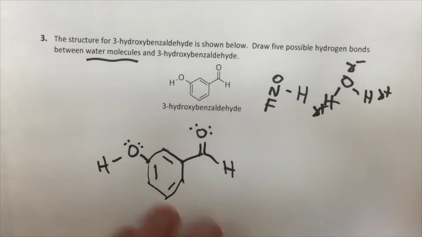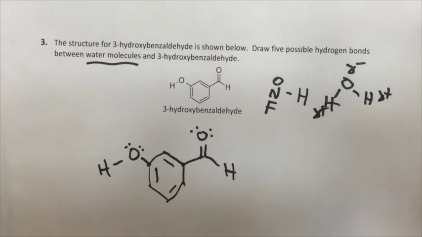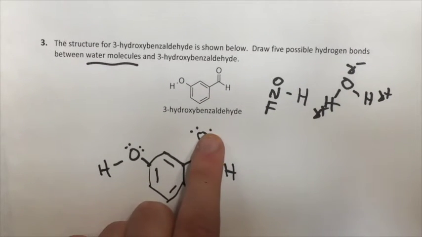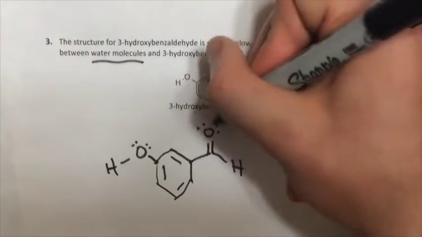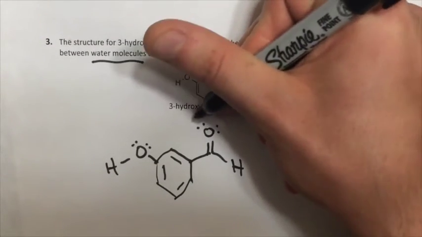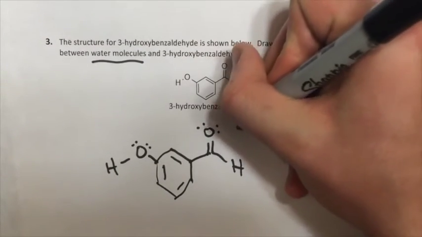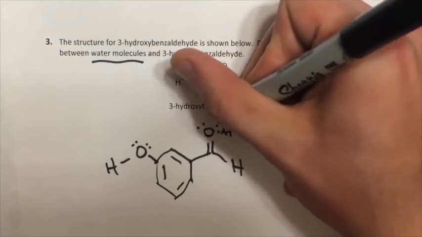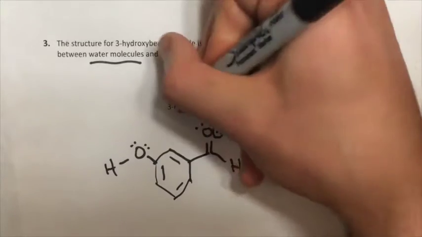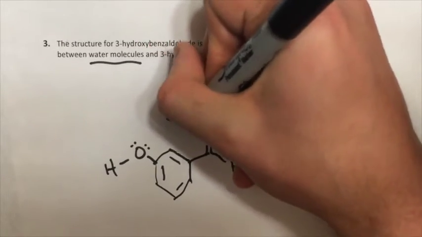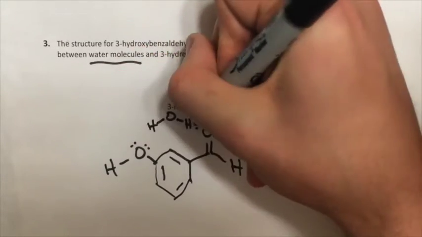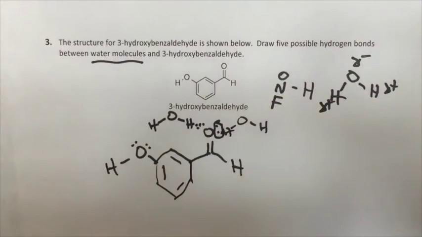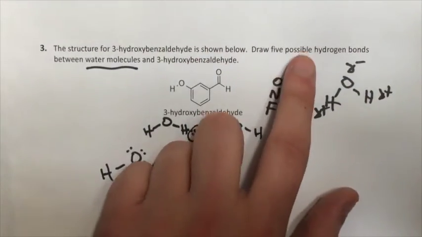A good way to go about this is to think that each lone pair on an acceptor atom can receive one hydrogen bond. So we have one lone pair here and another one here. We could have a water molecule here form one hydrogen bond with that lone pair, and another hydrogen on this water molecule form another hydrogen bond. So we have 2 hydrogen bonds so far, and it says there's 5 possible.